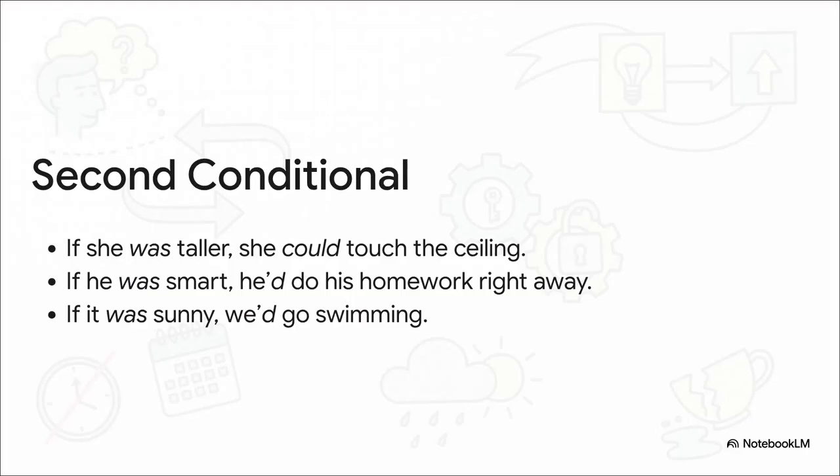So for example, if it was sunny, we'd go swimming. Right now it's not sunny, but we're imagining it is. See the pattern? If plus the simple past was, then we would, or we'd, go swimming. It works the same way for all of these.